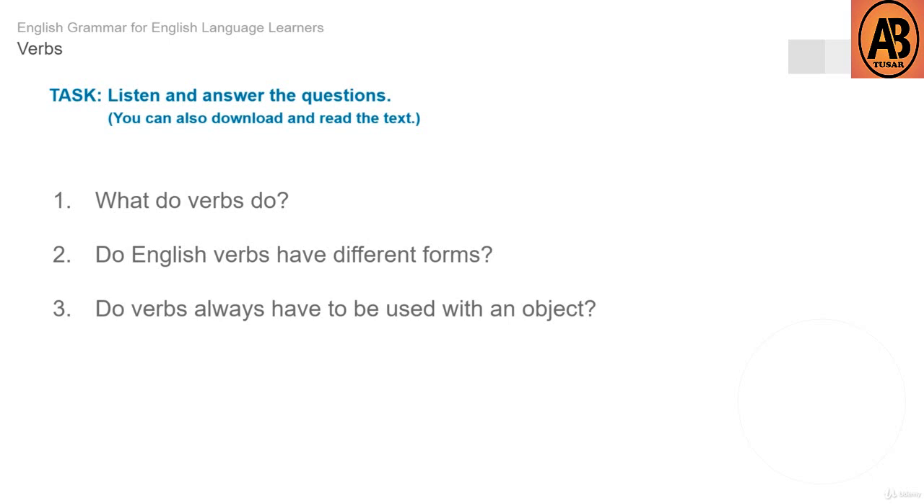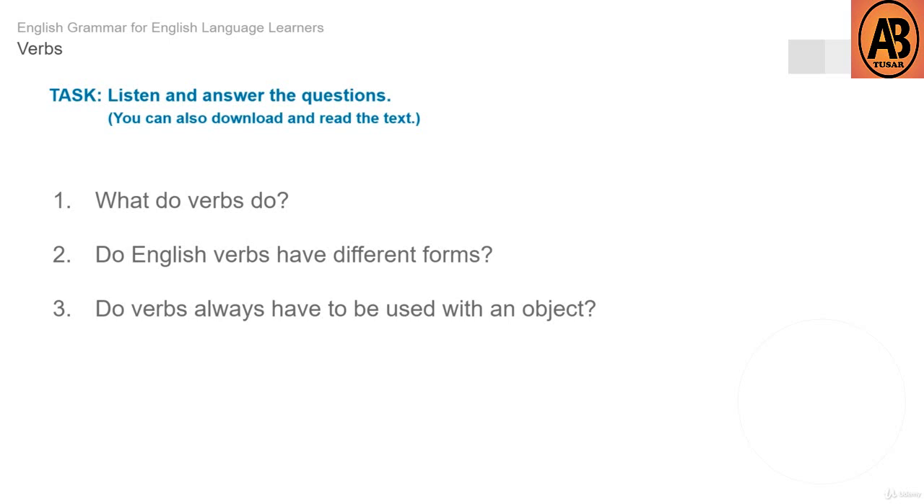How did you get on? Number 1. Verbs express activity. The answer to number 2 is yes. English verbs do have different forms. And the answer to number 3 is no. English verbs don't always have to be used with an object.